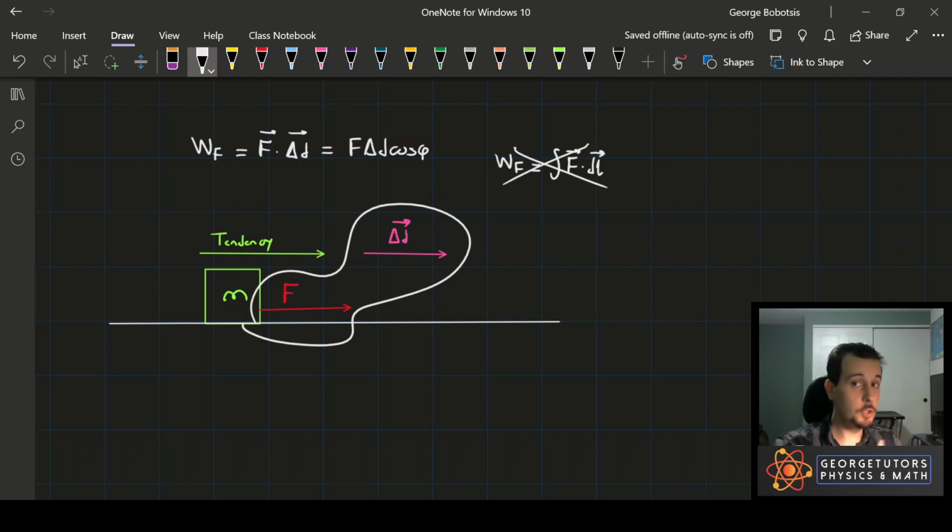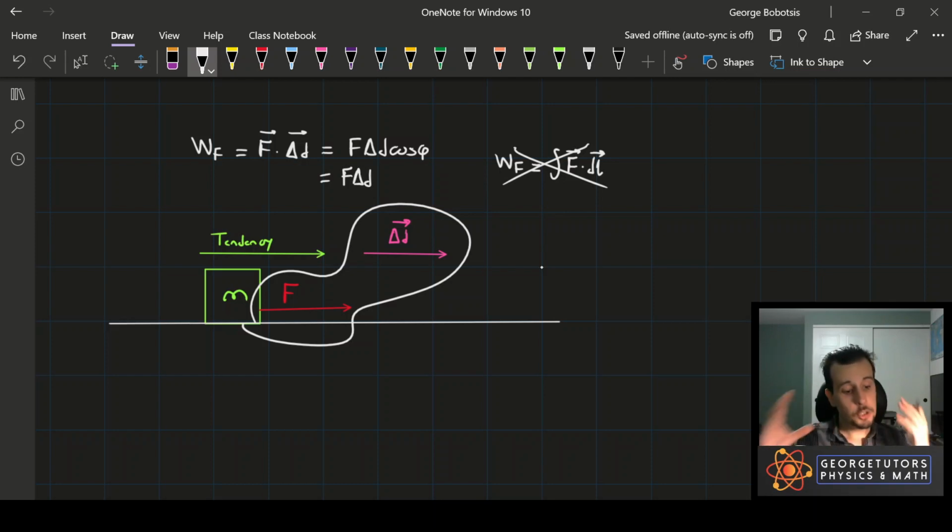So in this problem where we had no velocity in the beginning, we found the tendency, we actually found the displacement from that tendency in the future that we're going to have, and then we see that they're aligned. Therefore, that cosine term will produce a positive one, and we will get a work done F delta D.